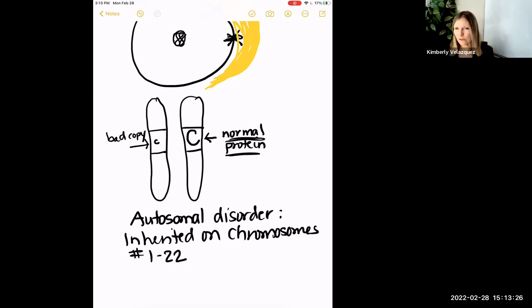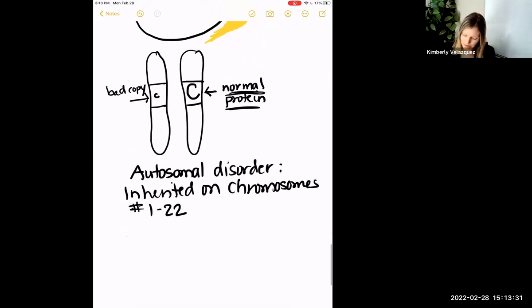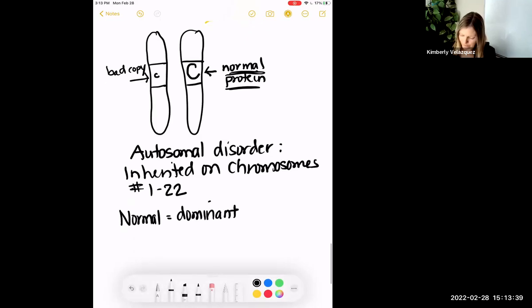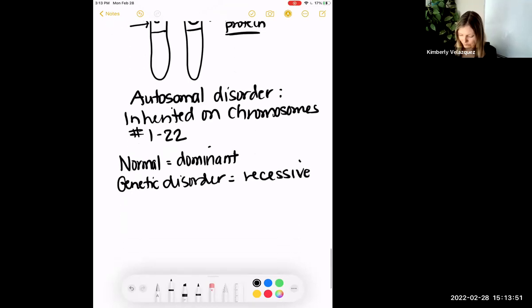And in this case, the disease is recessive and normal is dominant. So if normal is dominant and the genetic disorder is recessive, then what we call this disorder is we say that this is an autosomal recessive disorder.